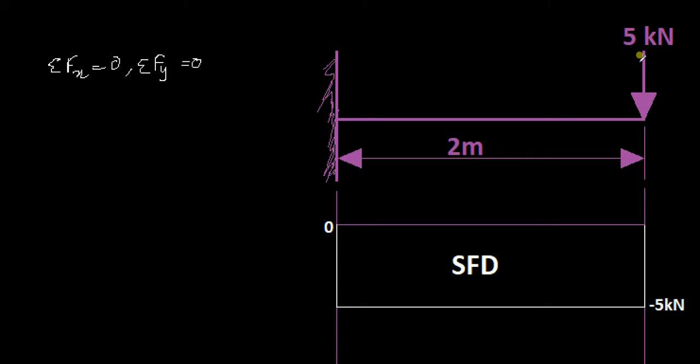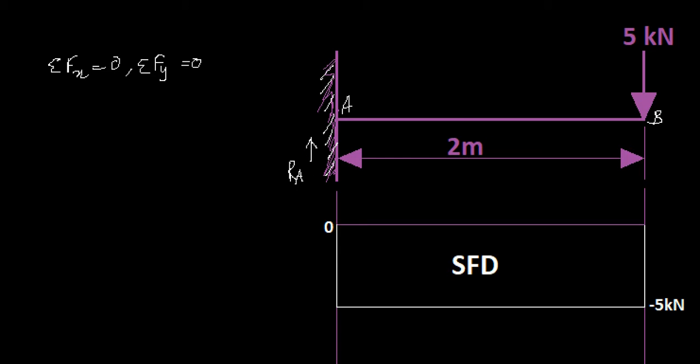You can see there is a 5 kilonewton load acting downwards, and the only support for this beam is at this end, which is a rigidly fixed end. So all the equilibrium force for this load should come from this support. Let's name the ends A and B. You have a force of 5 kilonewton at B and a reactive force of unknown magnitude at A.